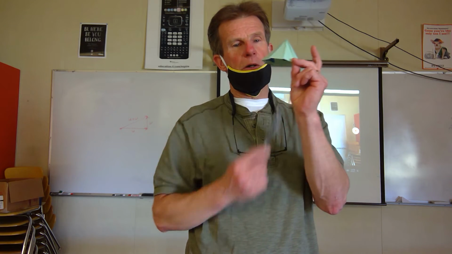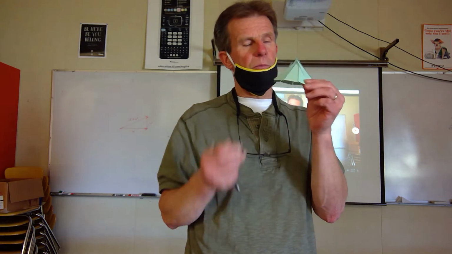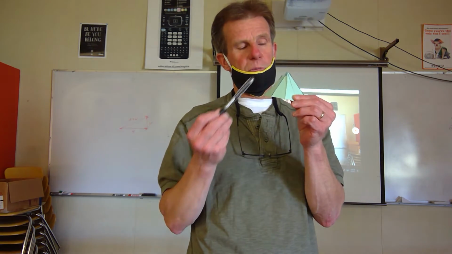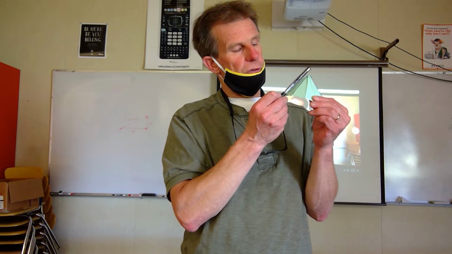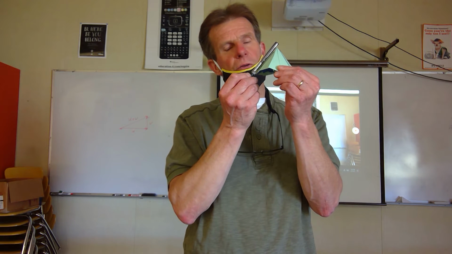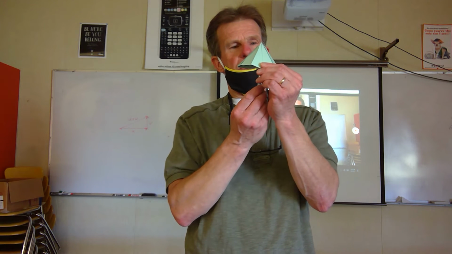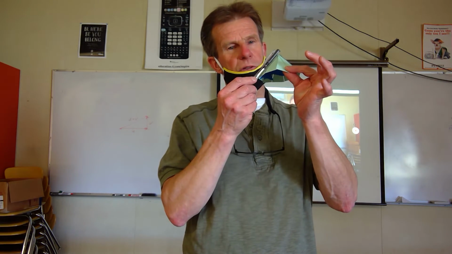That's the height. But this pyramid has triangles for sides, or faces, not bases. Those triangles also have a height. So it looks like that. That's called a slant height. So this is a regular height, and this is a slant height.